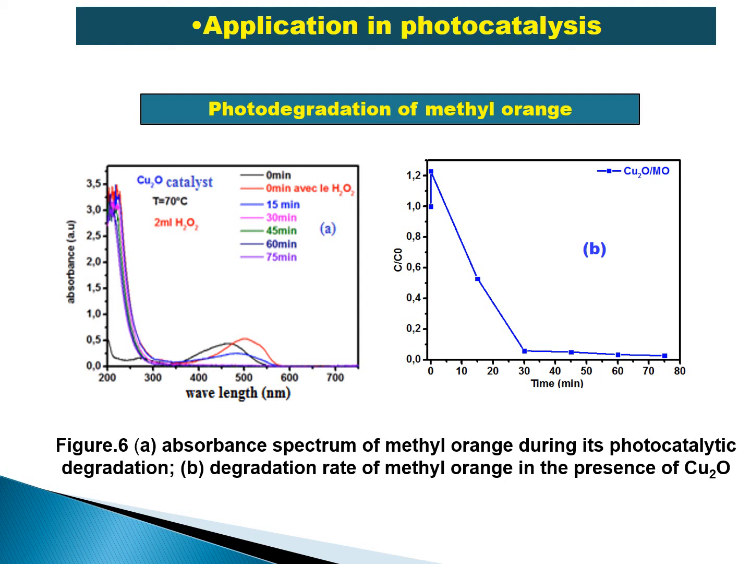Figure 6 shows the absorbance spectrum of methyl orange during its degradation as a function of elimination time. It can be seen that the absorbance peak decreases as the elimination time increases. In other words, the concentration of the pollutant in the solution decreases. After 75 minutes of exposure to UV light, the absorbance peak of methyl orange disappears. This implies the total degradation of methyl orange.